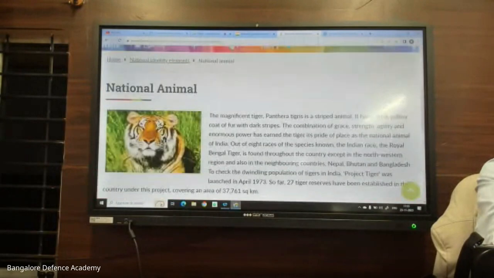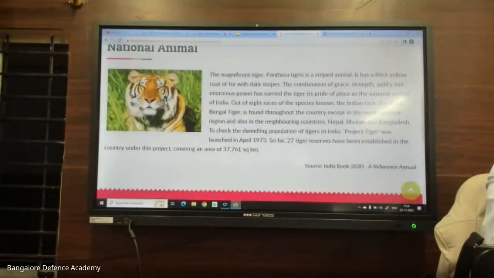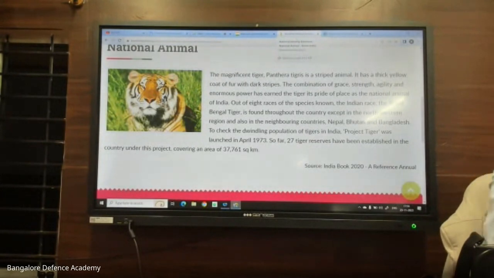Okay, what is the answer? Which state in India is called as land of tigers? Which state in India is called as land of elephants? Elephant is Karnataka. Tiger is Madhya Pradesh. Lion is Gujarat. Okay. Next, which country in the world is famous for elephants? Thailand.